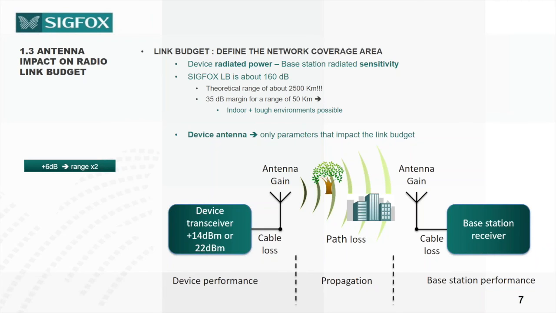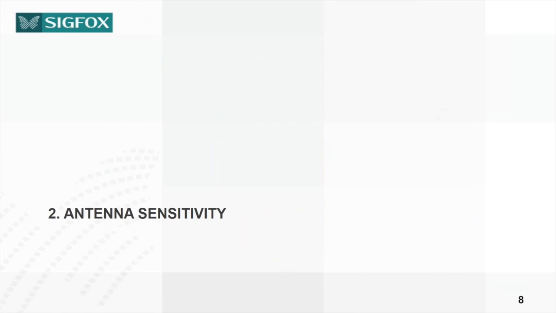So this is why it is very important to succeed in the antenna design for a device. Just to let you know, when we add 6 dB to this link budget, we multiply the range by 2. So this is just a number to remember that is quite important. Okay, now we are going to move on to the next section where I'm going to talk about antenna sensitivity.